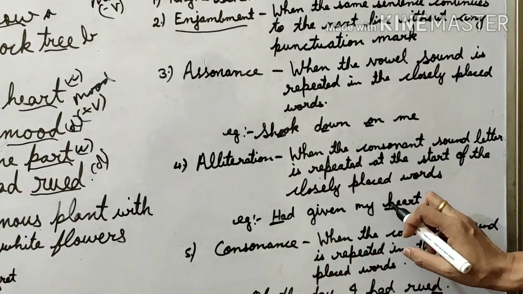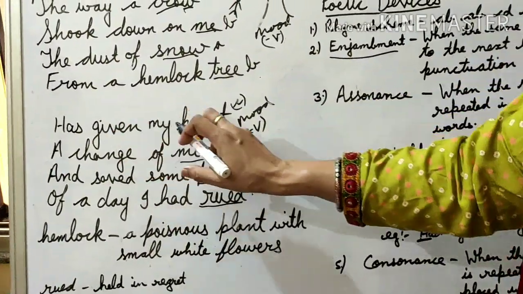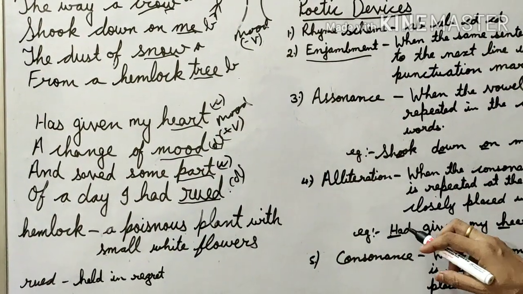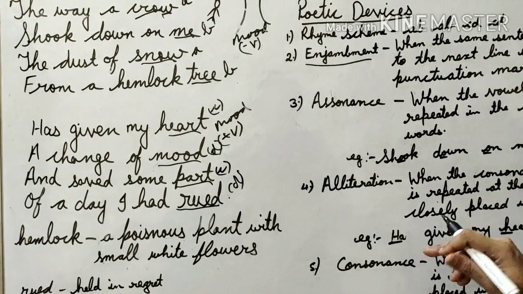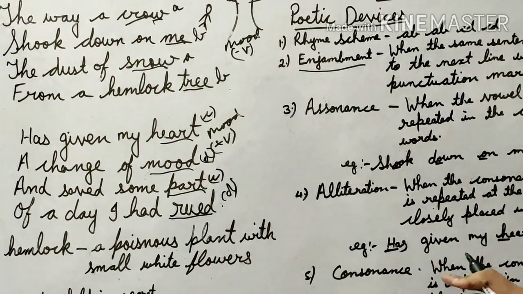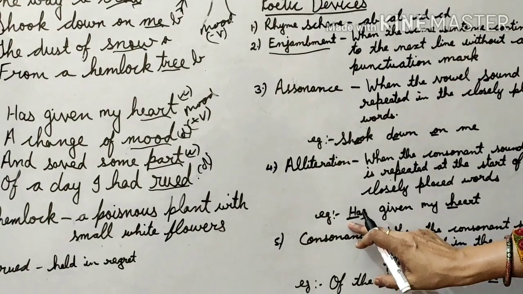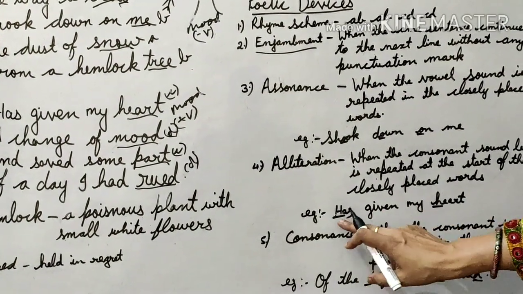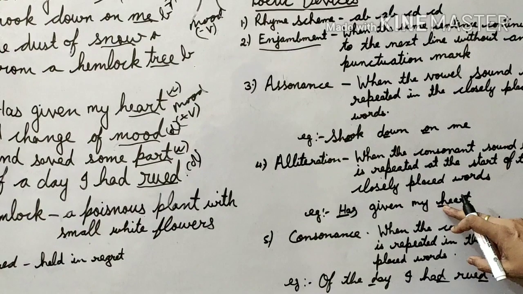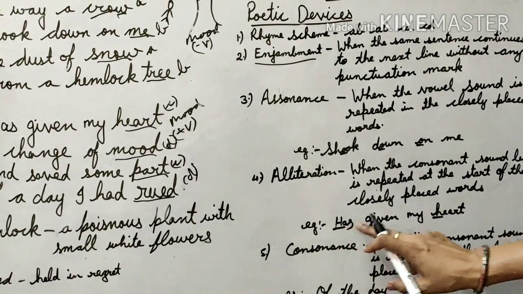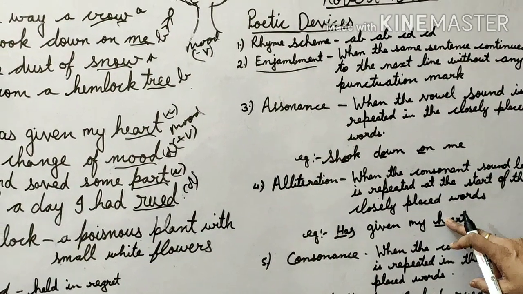Has given my heart. Can you see the first line of the second stanza? The first line of the second stanza tells us "has given". It is "has", not "had". So, has given my heart. Now in this line you can see the first letter of "has" and "heart" is the same consonant sound, the H sound. So we can say that it is alliteration.